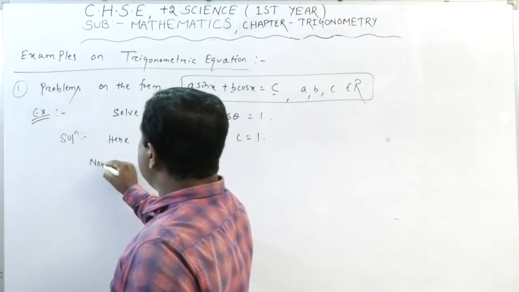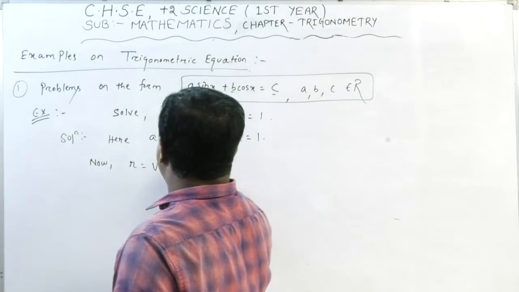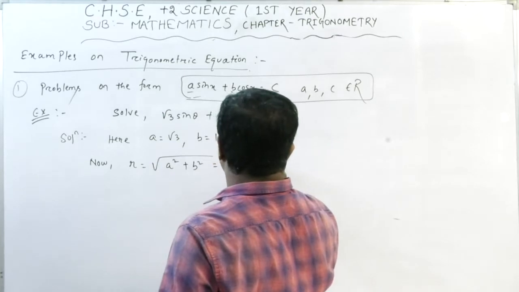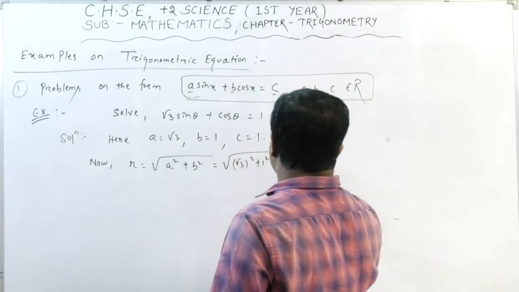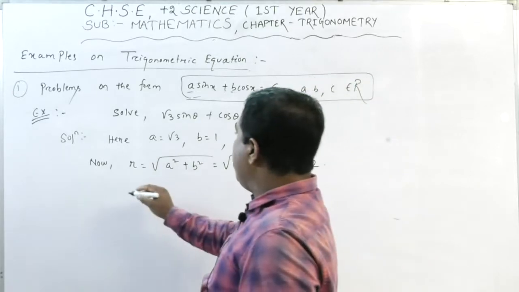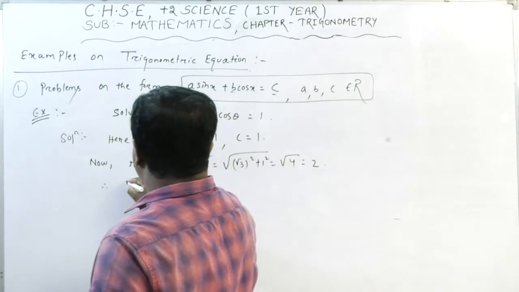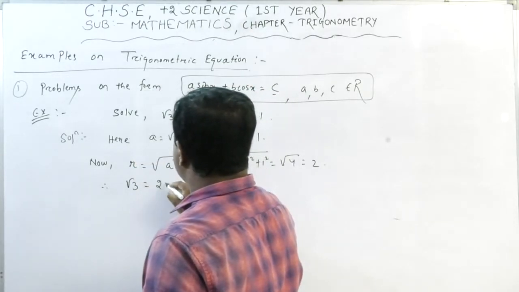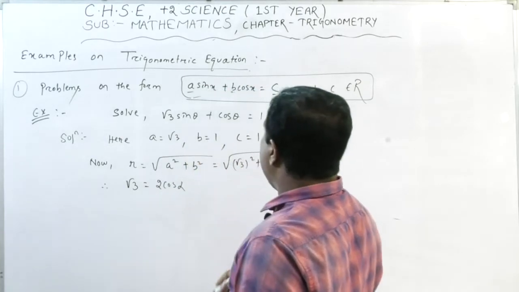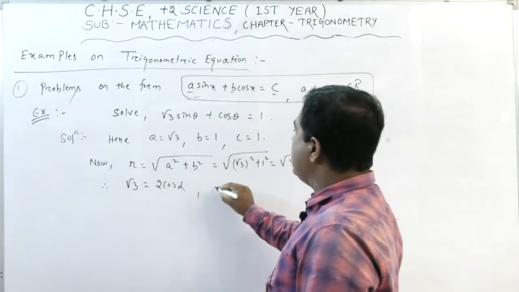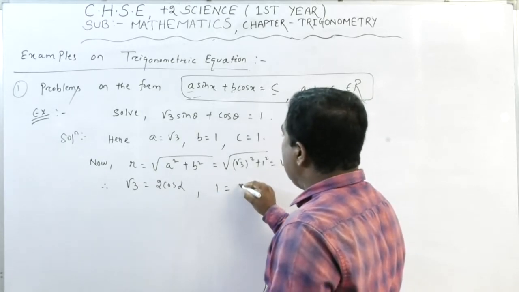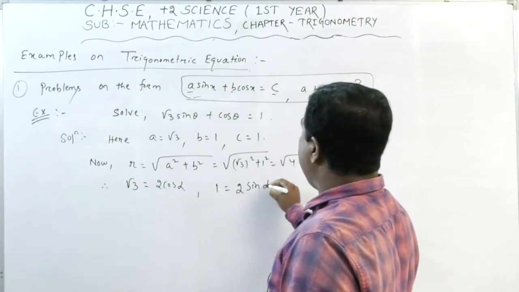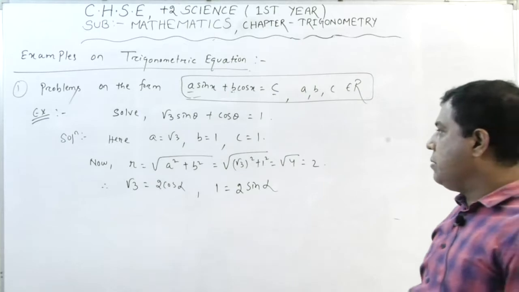Now your R is equal to root under A square plus B square. So it is root under root 3 square plus 1 square, so it is root 4, which is 2. Therefore we can say root 3 equals R cos alpha, which means 2 cos alpha. And B, which is 1, can be replaced as R sin alpha, so it is 2 sin alpha.